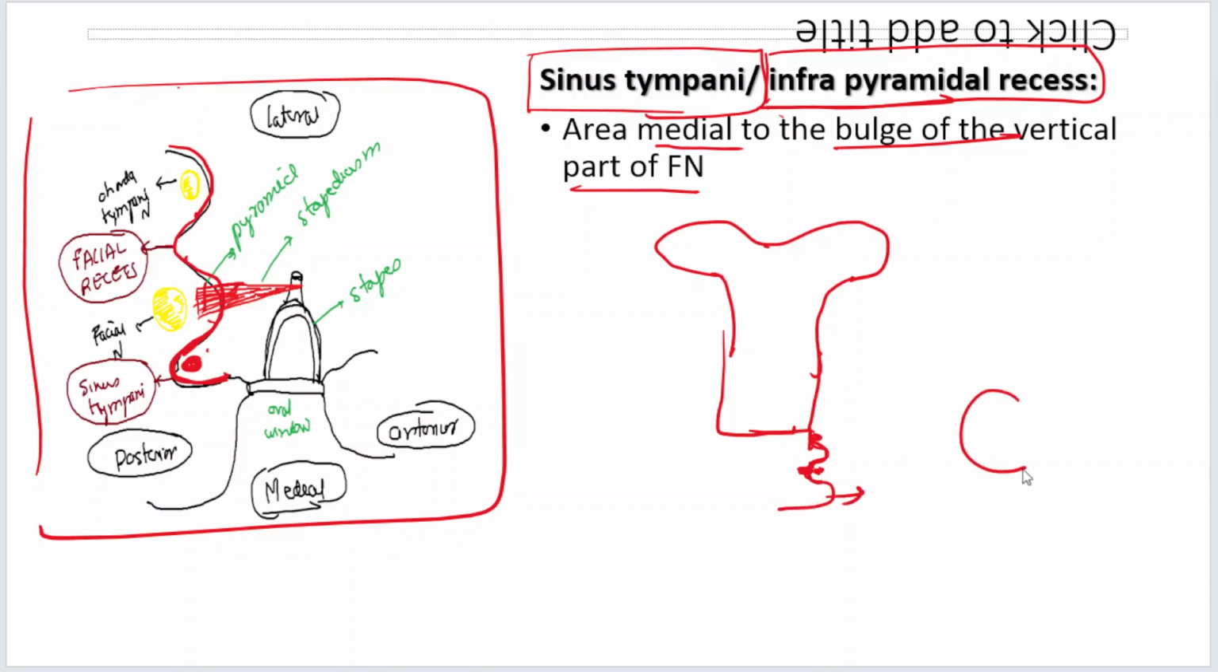If you look at it from the medial wall, if this is the promontory, from the promontory you have one ridge of bone going above. The superior ridge of bone is called the ponticulus, the inferior ridge of bone is called the subiculum, and here you have the bone, the vertical part of the facial nerve. Underneath that you have the sinus tympani. Okay, I think this is clear, but you will have to go through it again.